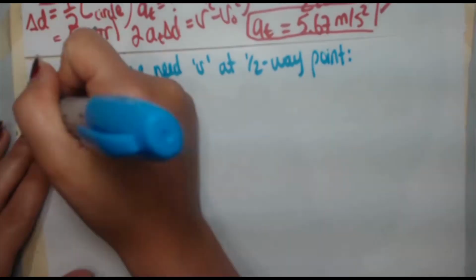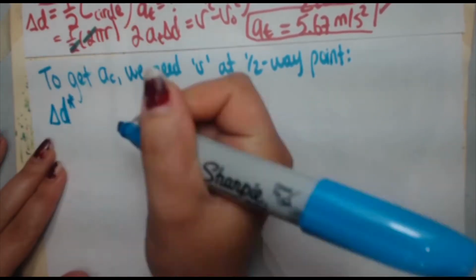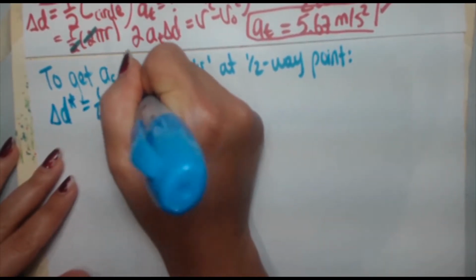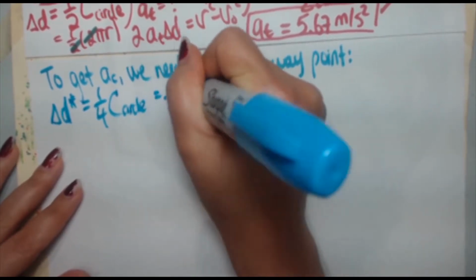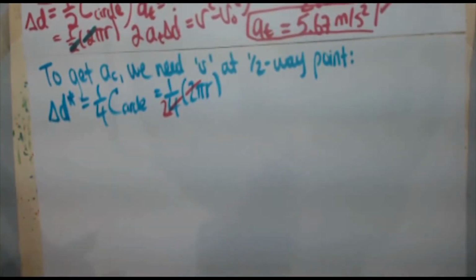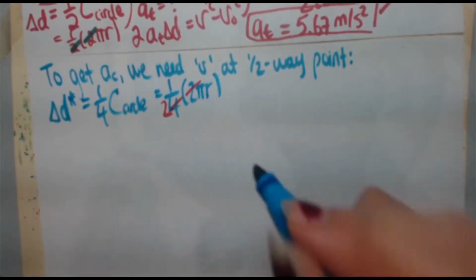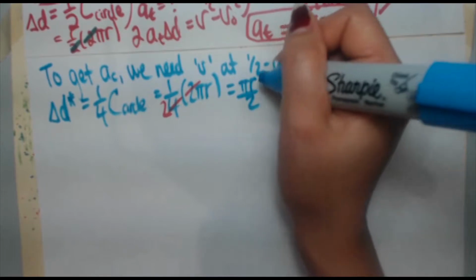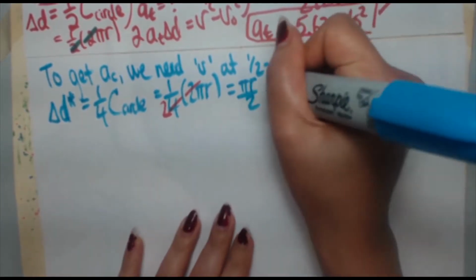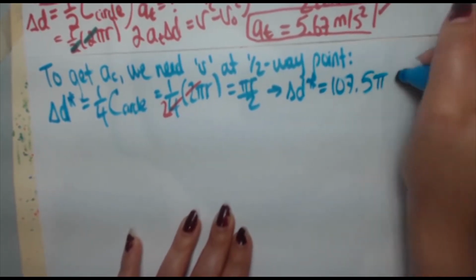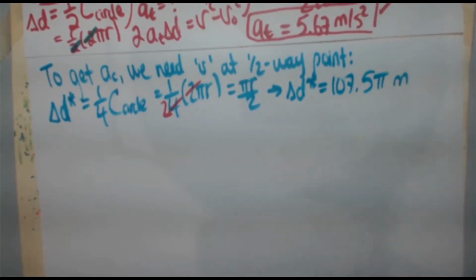Okay, so we know the new delta d that we're looking for, we'll call it delta d star, is 1/4 the circumference of a circle, which is 1/4 of 2 pi r. So those cancel, you're left with a 2 in the denominator, so pi r over 2. When you plug those values in, you're going to get that your delta d star is approximately 107.5 pi meters. Okay, so there's your distance. That's the quarter of the circle. Now we have to figure out the speed at that point.